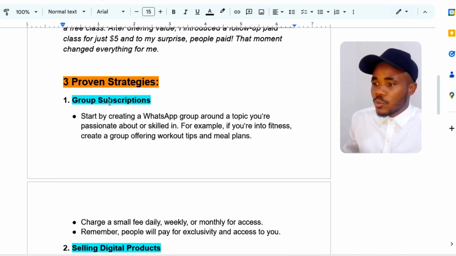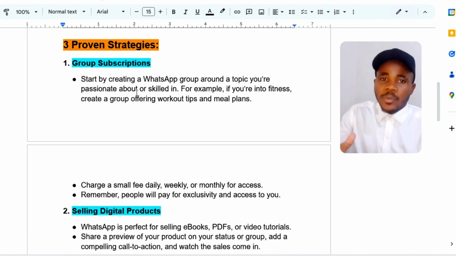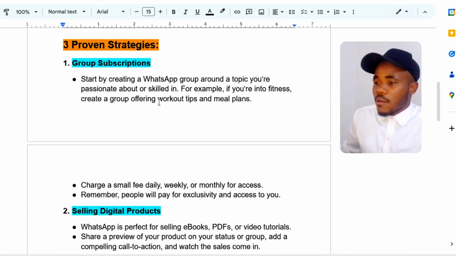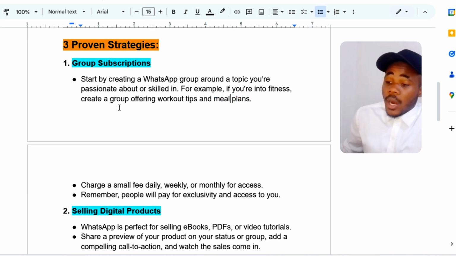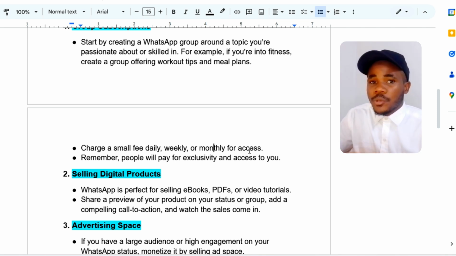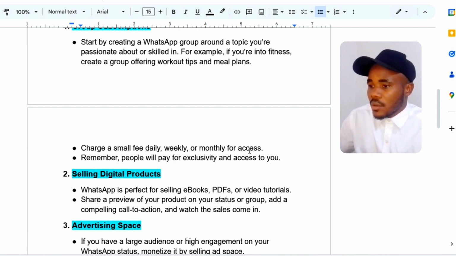The first one is group subscription. This is where you create a WhatsApp group around a topic you are passionate about or a skill you have. So, for instance, if you are into fitness, you can create a group offering workout tips and also meal plans. And people who are interested in a group like that, you charge them a small fee daily, weekly, monthly for access. And it's up to you to choose how often you want that to be done. So if you want, it can be daily, weekly, or monthly.